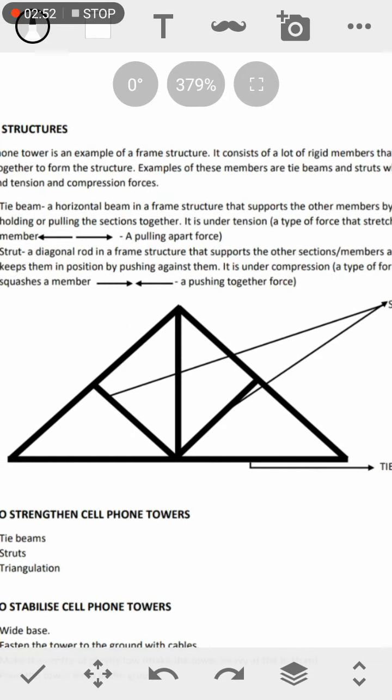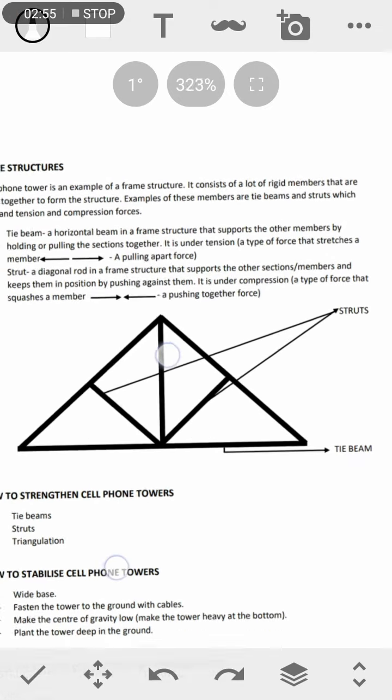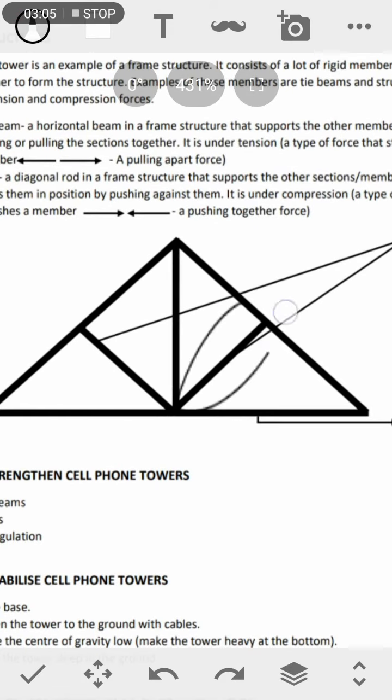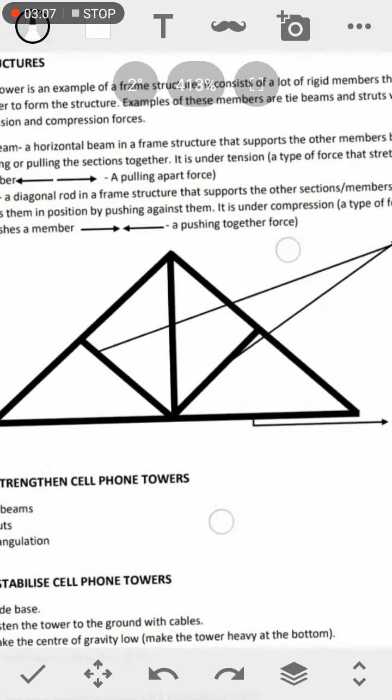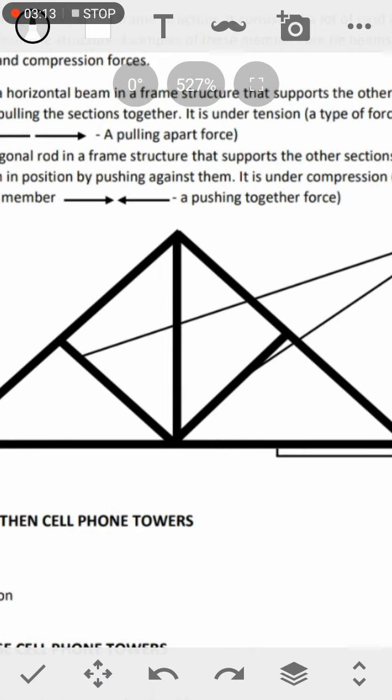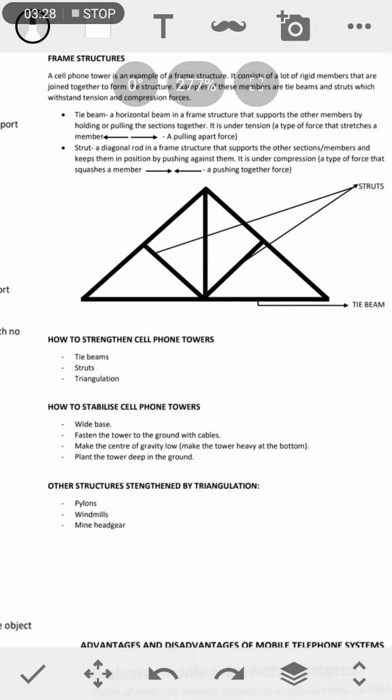A strut is a diagonal rod in a frame structure that supports the other structures, sections or members and keeps them in position by pushing against them. It is under compression. Now, these are struts over here, okay? It also supports the other sections, but instead it is being pressed together. This structure is being pushed together, okay? It's being squashed, and because it is being squashed, we say that it is under a compression force, okay?